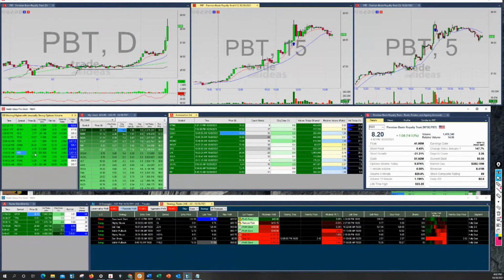PBT, 870. Nope, nothing doing there. That's a rough one. Ticked the top.